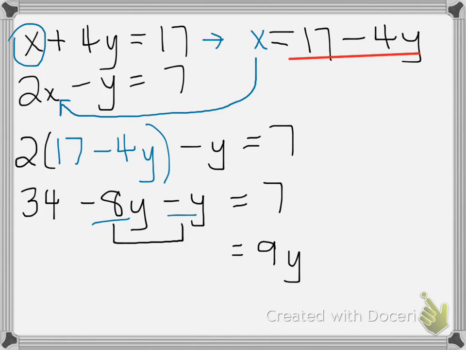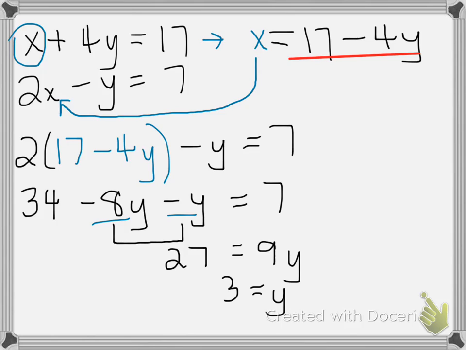And I have 7 on the right. I'm going to subtract 7 from both sides. Okay, so 34 minus 7, 27. And now I know exactly what my value of y is. 9 groups of y gives me 27, so y is 3.